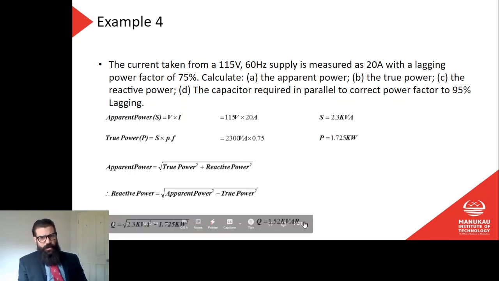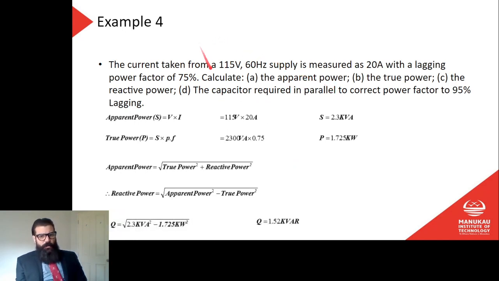Okay, what do we know and what can we find out? So first is A, apparent power. What have I got? I've been told I've got 115 volts. I've been told that the current is 20 amps. So I can work out my apparent power. That's easy. 115 times 20. That's my total voltage times total current. So my apparent power is 2.3 kVA, kilovolt amps, or 2,300 volt amps.